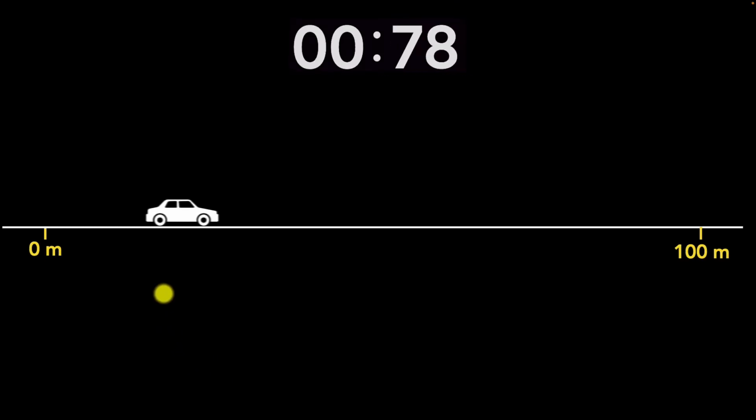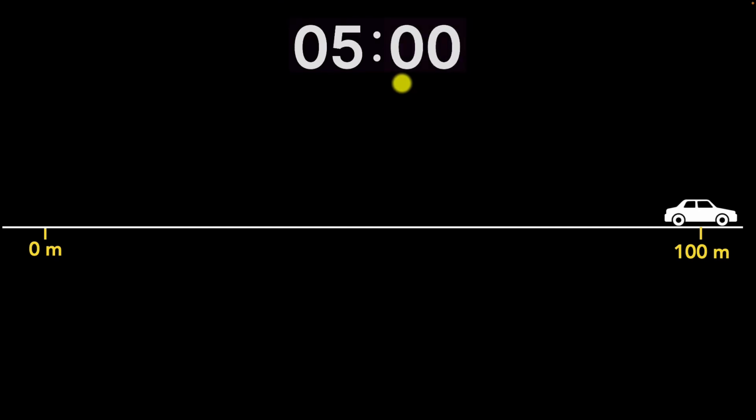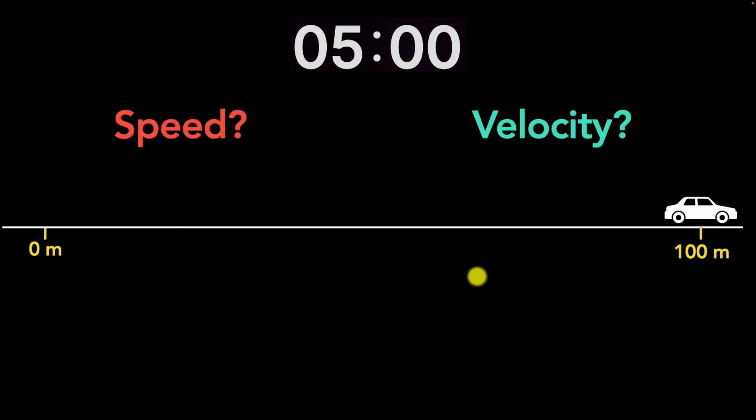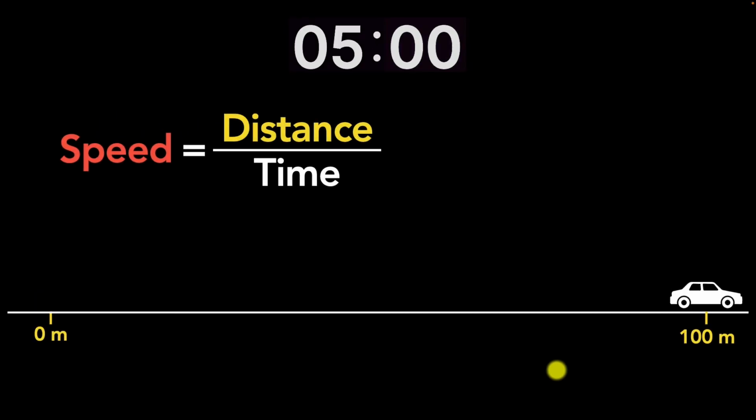Suppose a car travels 100 meters in, say, 5 seconds. The goal of this video is to figure out what is the speed of that car, how is it different than velocity, and how do we represent motion on a piece of paper? Let's find out. So let's start with speed.